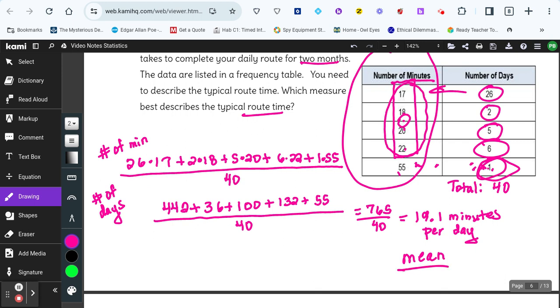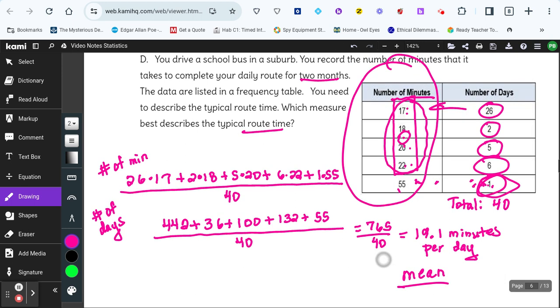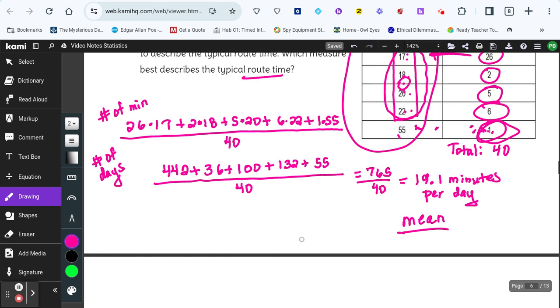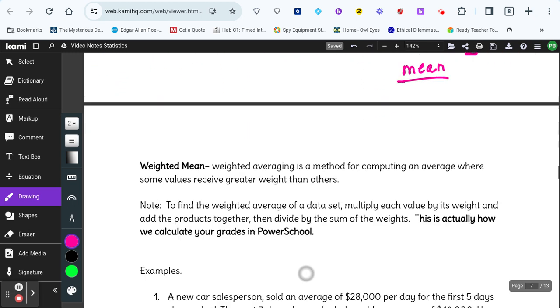So we're going to go with mean, because most of these numbers are all clustered together. Can you imagine 26 17s, 2 18s, 5 20s, 6 22s? 17, 18, 20, and 22? They're pretty much all clustered together, but you've got many of these 17s. Okay, so that's what makes that better, and you're able to use the mean.